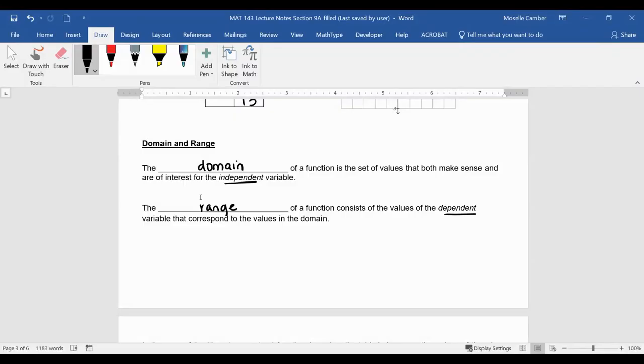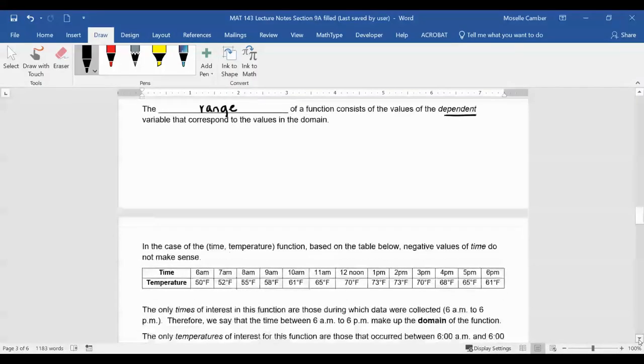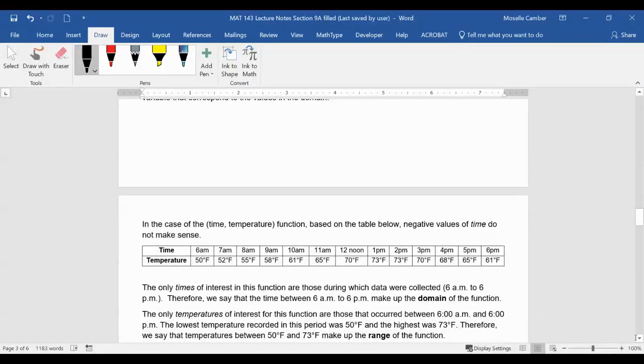So for example, if we look at the time and temperature that we started with, our time is our domain, all the different times we're looking at, and all the temperatures of that day are the range. Now for time, we're not going to be looking at negative values, right? Because we're not looking at different times of day. We don't have negative time, right? Not really. That would be like before now.